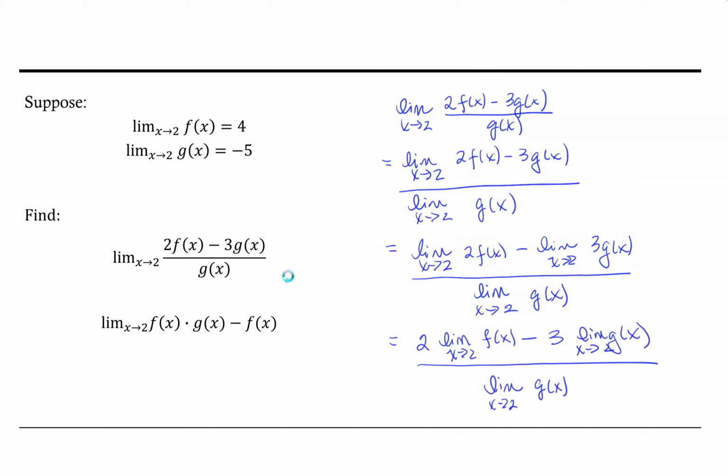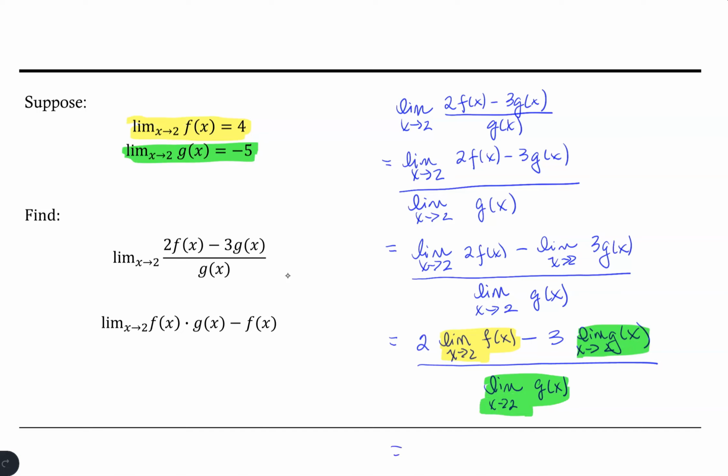So now we have in our numerator 2 times the limit as x approaches 2 of f of x minus 3 times the limit as x approaches 2 of g of x. And at this point, we are able to perform some substitutions. Wherever we see the limit as x approaches 2 of f of x, we are going to substitute the number 4. And wherever we see the limit as x approaches 2 of g of x, we're going to substitute negative 5. That will be substituted both in the numerator and in the denominator.